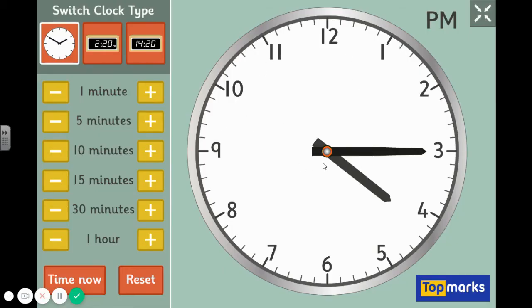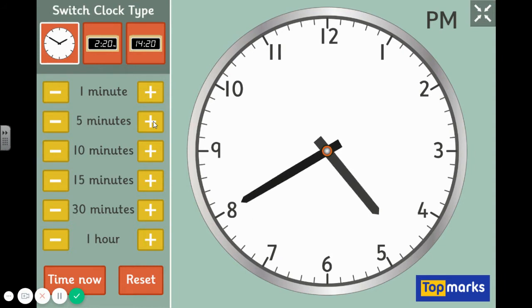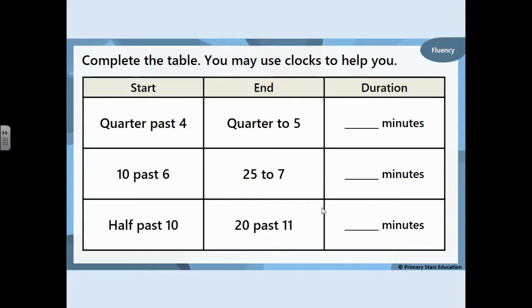Okay, so I've got my clock here and it's showing us the time 4:15 and I need to count up to 4:45. So I'm going to count in 5s. So let's count together. 5, 10, 15, 20, 25, 30. So the duration from 4:15 to 4:45 is 30 minutes.